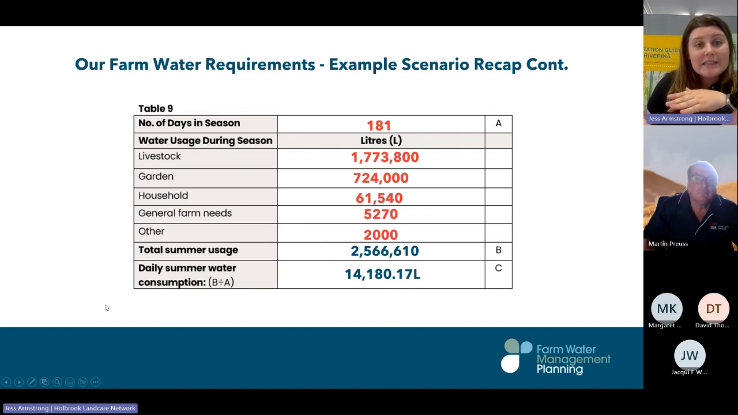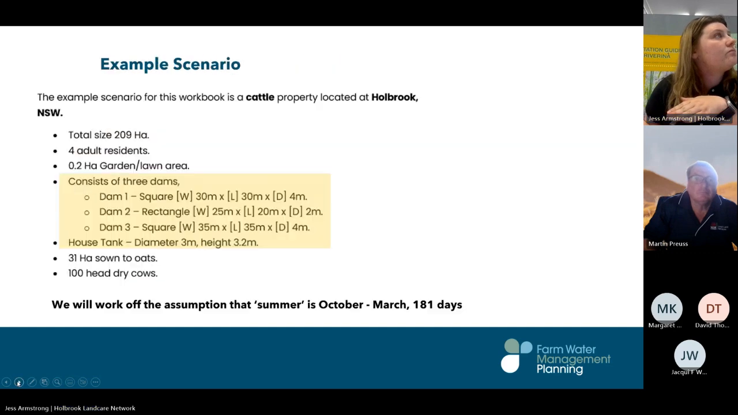So what we're going to calculate today is the capacity of our tanks and dams on our farm and in our system. So we're going to be looking at these 3 dams and our house tank.